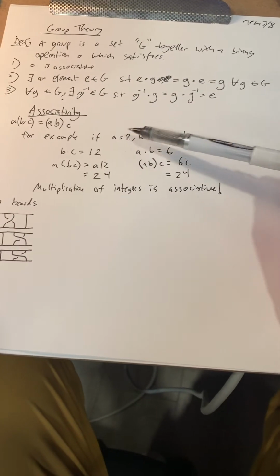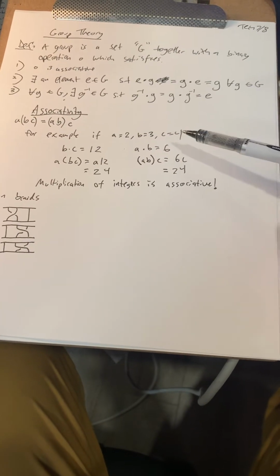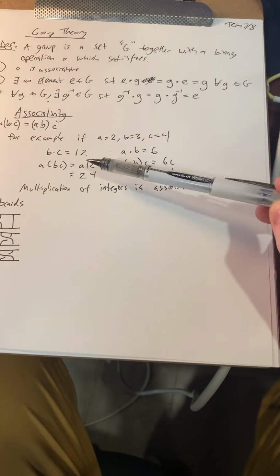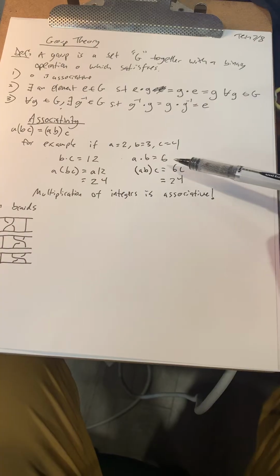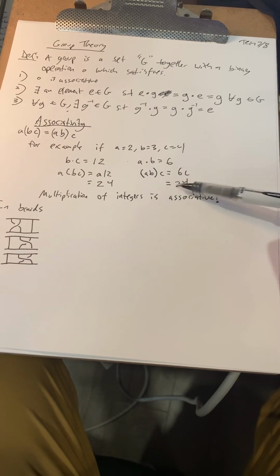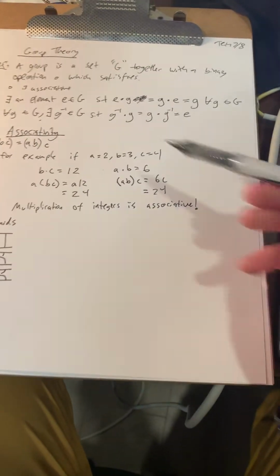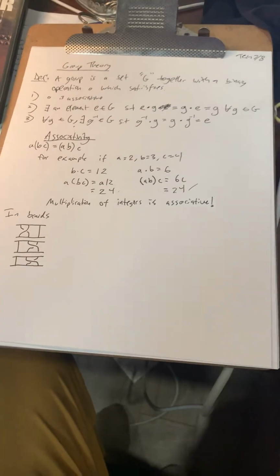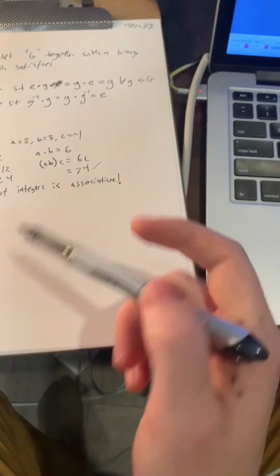So, for example, if A equals 2, B equals 3, and C equals 4, B times C equals 12, so A times BC equals A times 12. A is still 2, so 2 times 12 equals 24. And then over here, A times B equals 6, right? AB times C equals 6C. C again is equal to 4, so 6 times 4 is 24. And we see that both of our guys give us the exact same answer here, which is very useful. So, that indicates associativity to us very clearly.